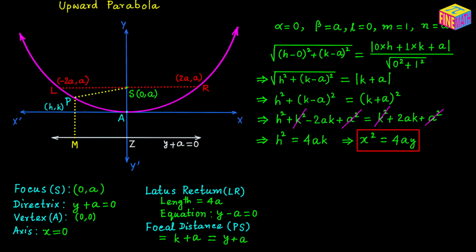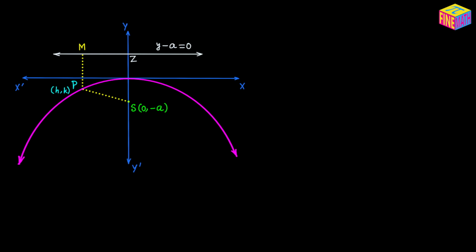Now let's take a look at the fourth flavor, which is the downward parabola. I have the diagram ready. Focus is located at 0, negative a. The parabola passes through the origin, so the vertex is at the origin and the axis is the y-axis. The equation of the directrix would be y equals a, and we can write it as y minus a equals 0.